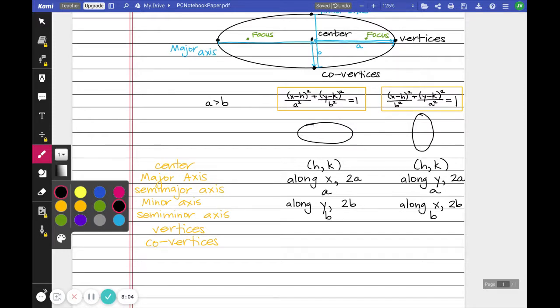Okay. So let's talk about our vertices. Our vertices here are going to be on either side of our center in terms of x. And then our covertices are going to be on either side of our center, moving vertically. Now, for a vertical ellipse, for one with its major axis going in the y direction, we have the same thing, we just sort of flip it.